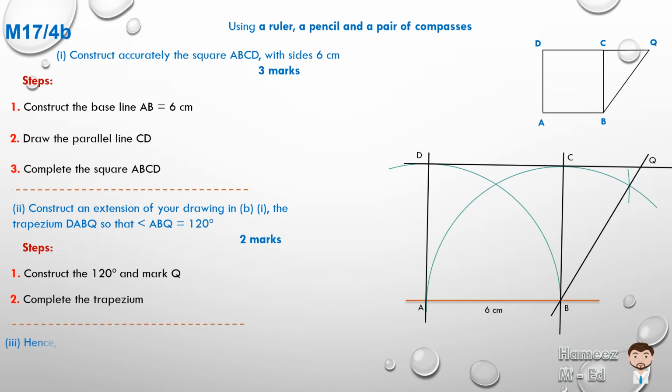And part 3, hence, measure and state the length of BQ. This requires that we use our ruler and measure from B to Q, and that gives us 6.9 centimeters. So we've constructed a square, a trapezium, and measured accordingly.